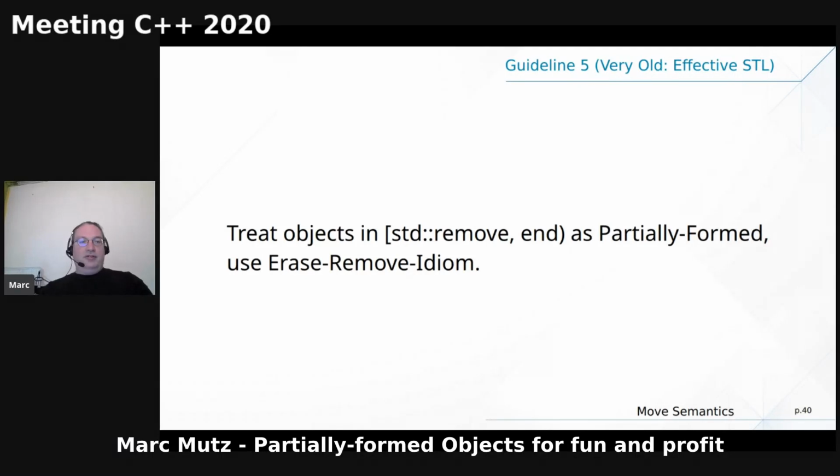Of course, Meyers did not phrase the guideline like that. He said, hands off, those are random values. You cannot assume any order there. But now we know what he really meant is partially formed, but partially formed, the term, was only coined in 2009, so he could not have used it.